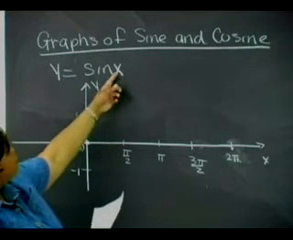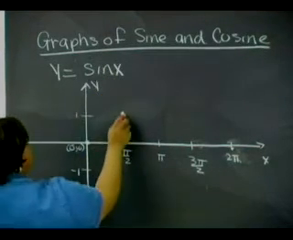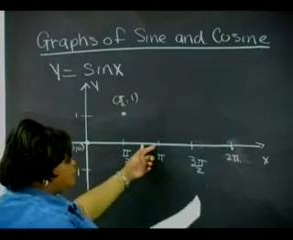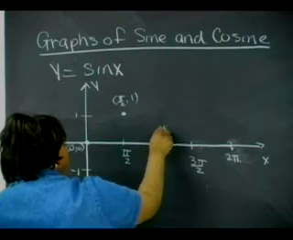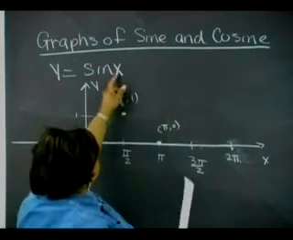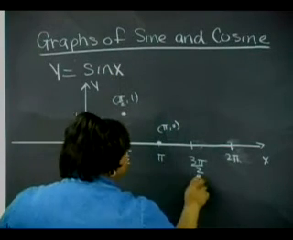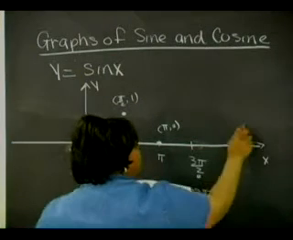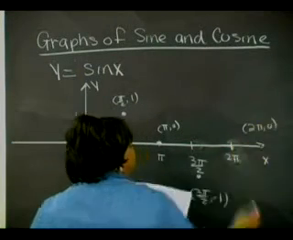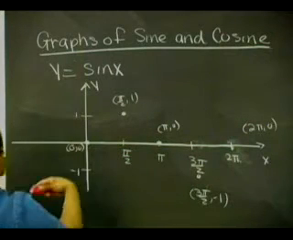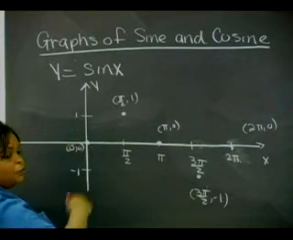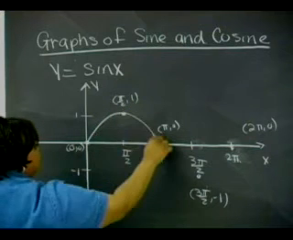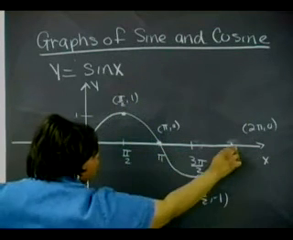If I put pi over 2 here, sine pi over 2 gives me 1. If I put pi, sine pi is 0. If I put in 3 pi over 2, sine of 3 pi over 2 is -1. And if I put in 2 pi, I'll get 0. So this leads me to believe, and these are continuous graphs with rounded curves, my sine function will look something like this.